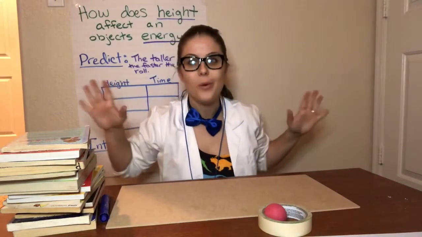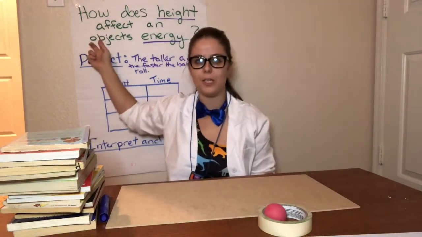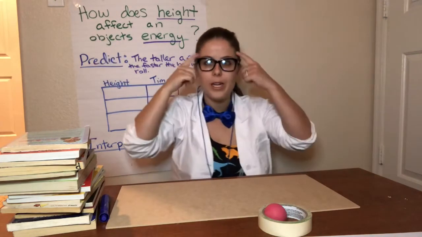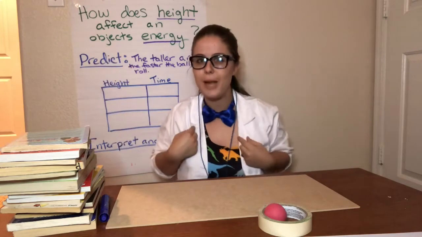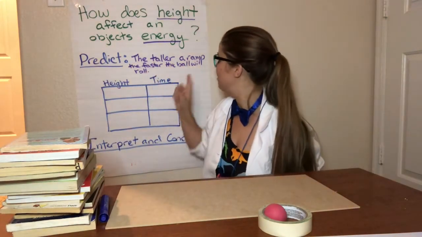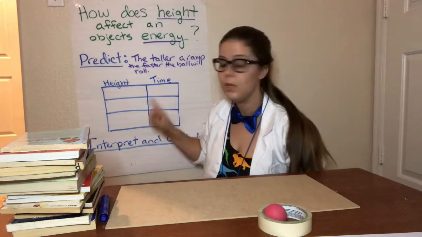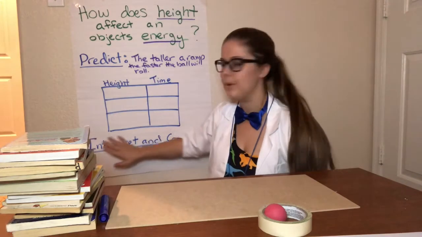So now we are ready to conduct our experiment. Are we ready? We have our scientific question of knowledge. We have our prediction of what we used in our brain. We looked into the future and we said, I think that this is what's going to happen. To remind you, my prediction is the taller a ramp, the faster the ball will roll. I have my scientific table of science, and we will get to this bottom part.